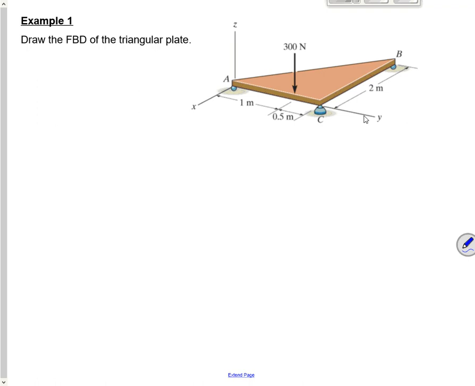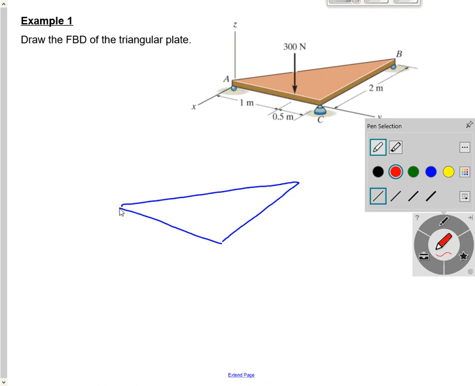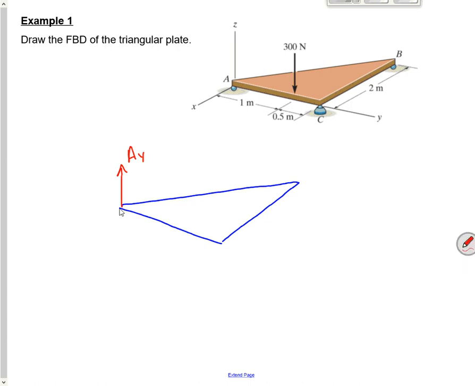Here's a triangular plate. So, triangular plate. Here we go. Okay, there's a triangle. Done pretty good so far. So now what forces are acting on it? At A, it's got a roller support. So I would say there's a force pointing in the y direction at A. Same thing's true at B. So at B, we've got a B_y.